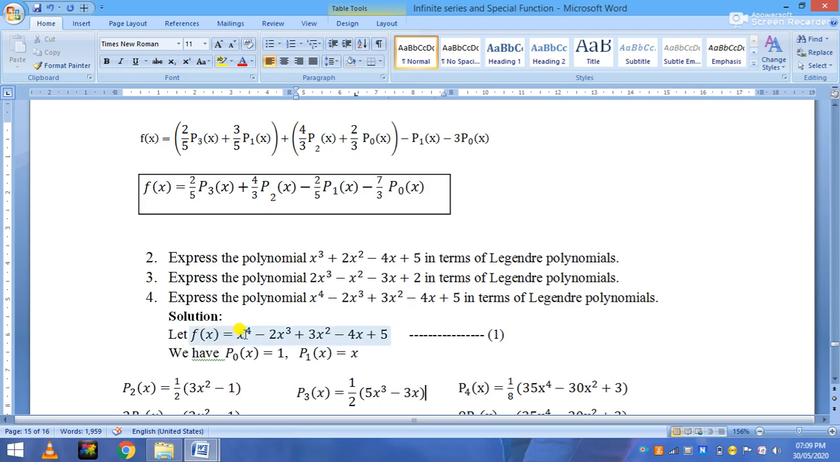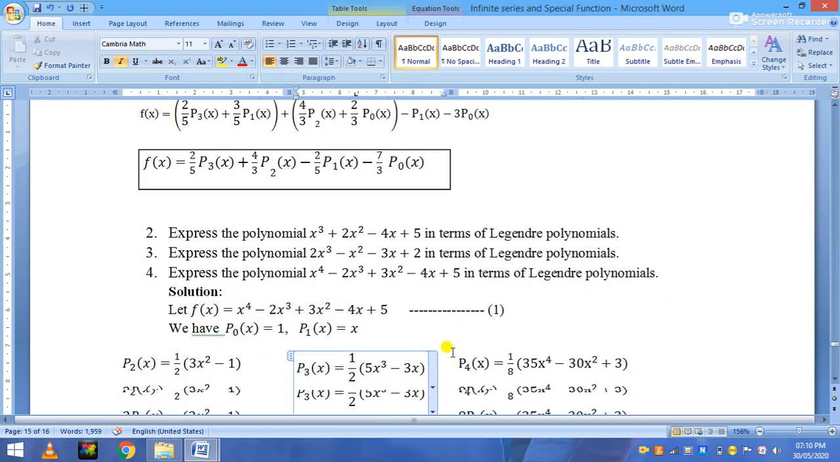So write the solution for the fourth one. First we write the given function f of x equal to x raised to 4 minus 2x cube plus 3x square minus 4x plus 5. Here up to x raised to 4 is there, so we write the Legendre polynomials up to P4 of x. We know that P0 of x is 1, P1 of x is x, P2 of x is 1 by 2 into 3x square minus 1, P3 of x is 1 by 2 into 5x cube minus 3x, P4 of x is equal to 1 by 8 into 35x raised to 4 minus 30x square plus 3. So put the values of x to the 4, x cube, x square, x by using these formulas.